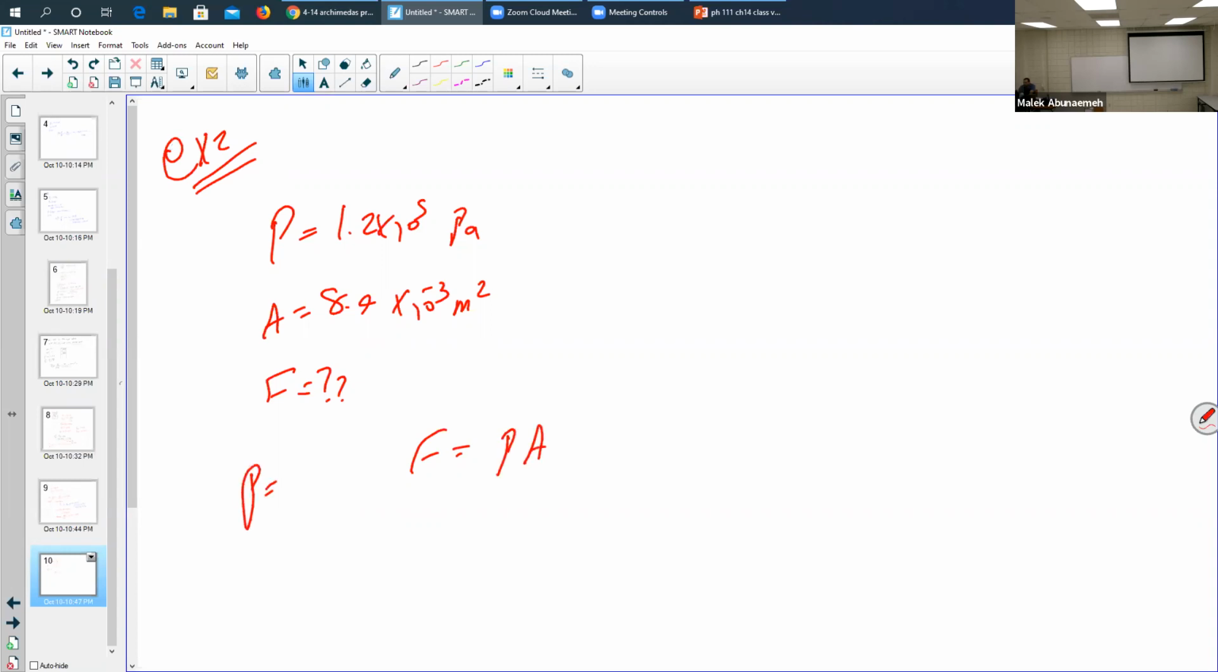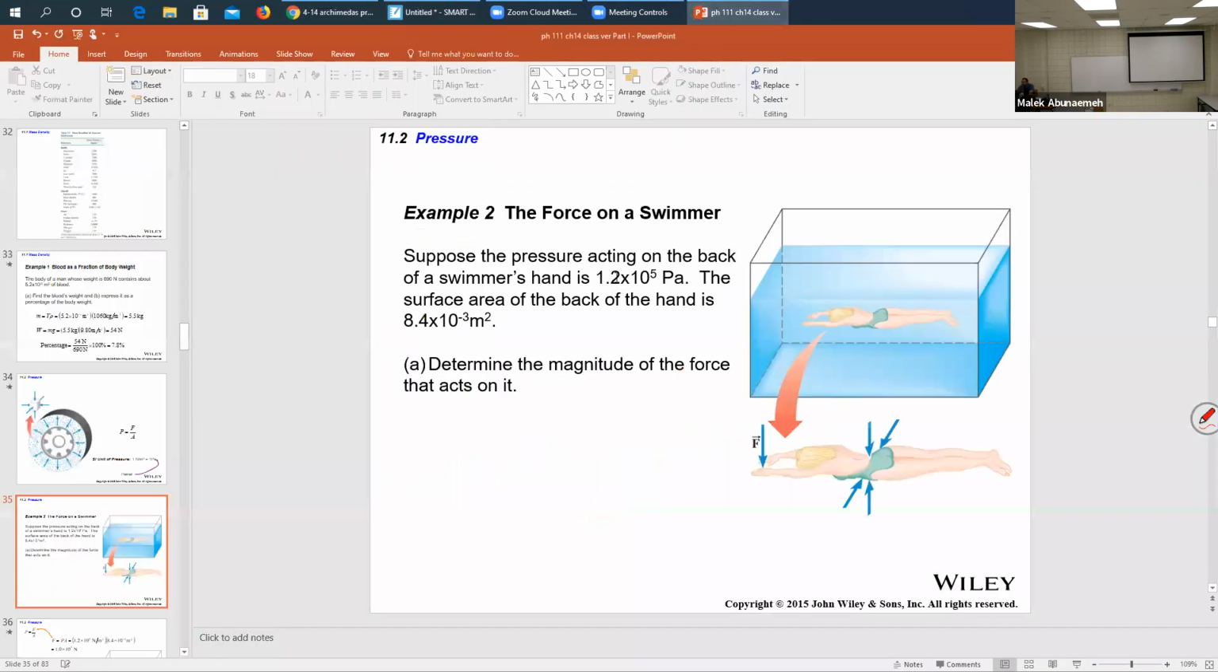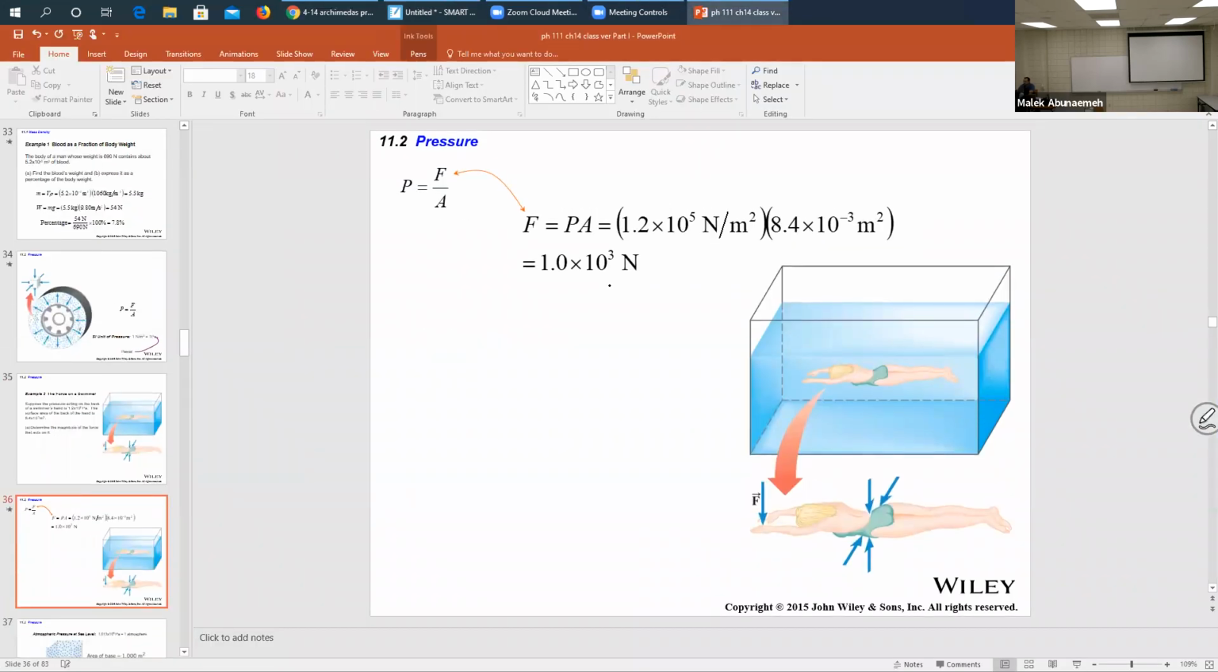Actually, let me just write this down. P equals F over A. That means F equals PA, which is 1.2 times 10 to the fifth power multiplied by 8.4 times 10 to the negative 3. So we should be talking about 1 kilonewton. Is that right? Yep, 1 kilonewton. So that defines the pressure.